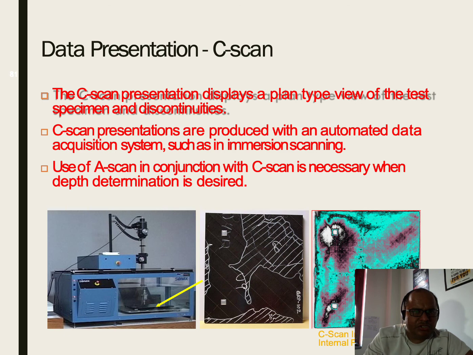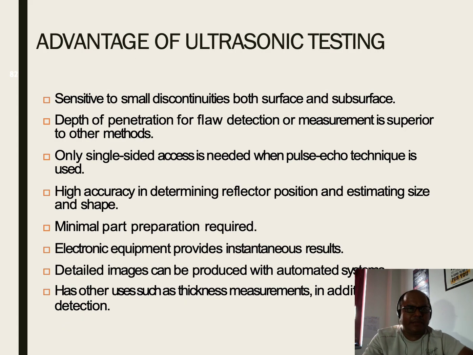C scan presentation is known as the plan type view of the test system and the discontinuity. C scan presentations are produced with automated data acquisition systems such as immersion scanning. Use of A scan in conjunction with C scan is necessary when the depth is to be determined.